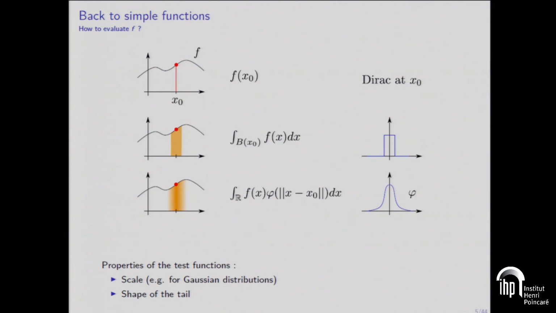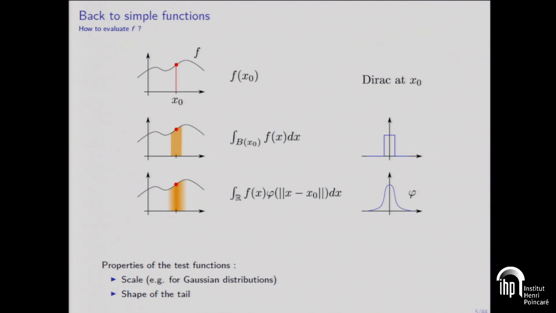Okay, so let's come back to a very basic question. Given a function f, how do you define a robust evaluation of the function at some point? The first thing to do is to evaluate at the point. But if your function is a bit irregular, you can compute an average of this function, an integral on an interval centered on your point. And if you go further, you can weight this integral so that the weight decreases as you get away from your point.